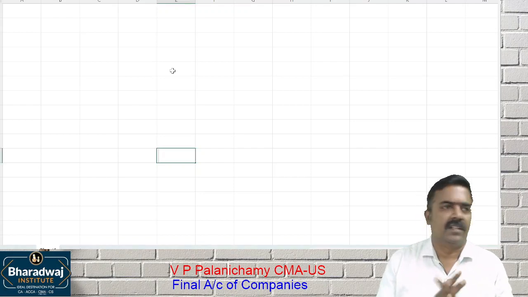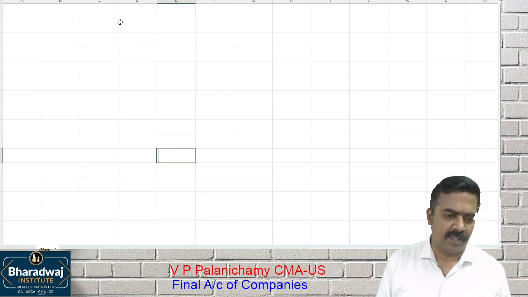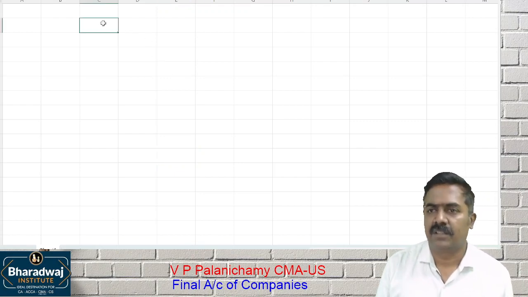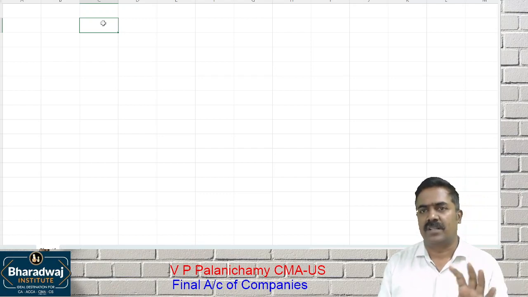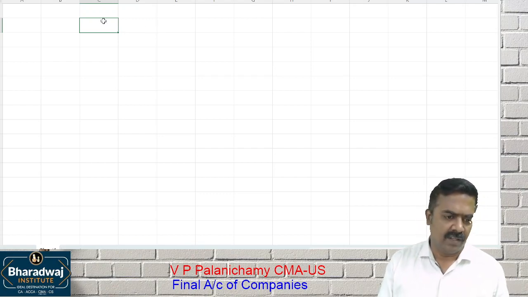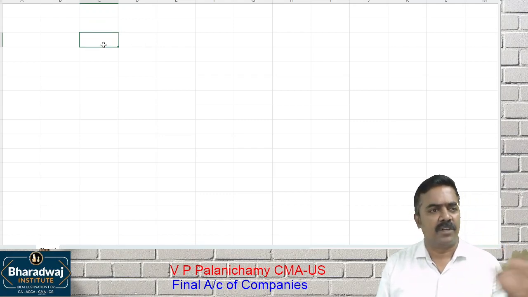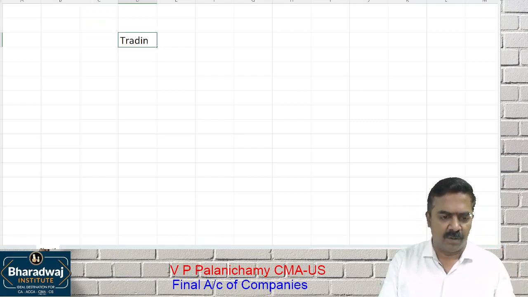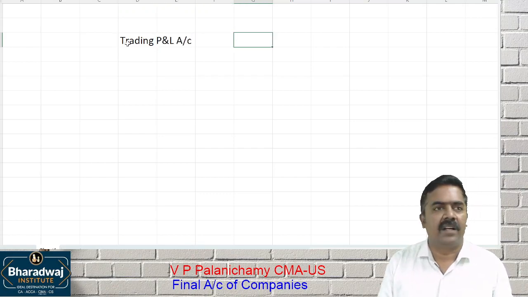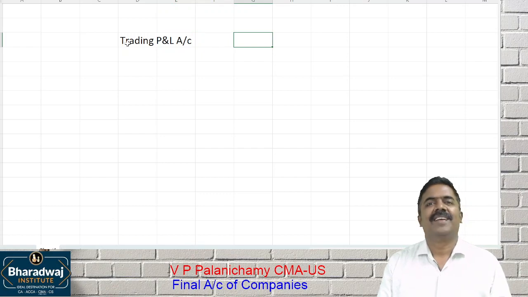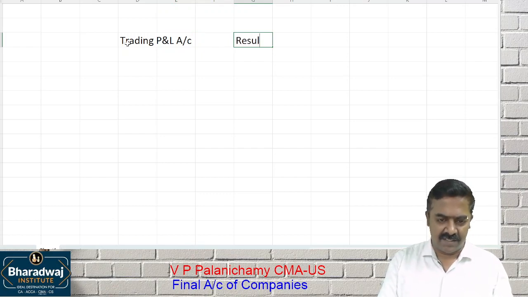Yeah, we'll begin with advanced accounting, chapter number 1. Before we start with the core content, accounting standards, there are certain things we have to understand. Maybe you have seen in your BCom or plus 1 and plus 2, we prepare a trading P&L account. What is the purpose of preparing the trading P&L account? To find out financial results.